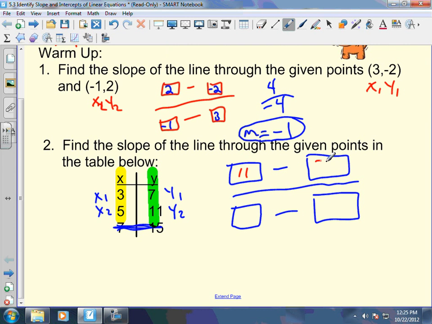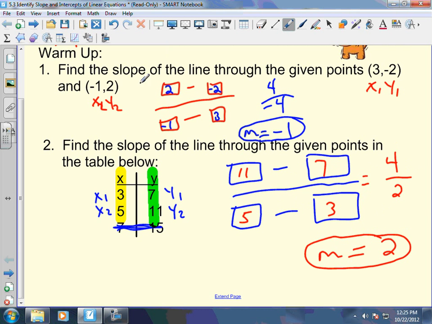y2 is 11, y1 is 7, x2 is 5, x1 is 3. 11 minus 7 is positive 4. 5 minus 3 is positive 2. 4 over 2 reduces to 2. So m equals 2.